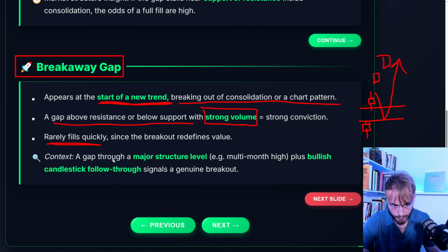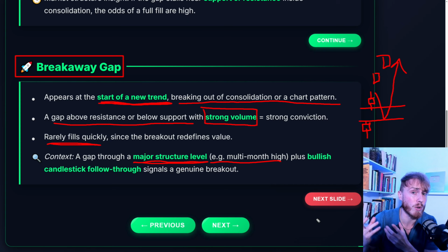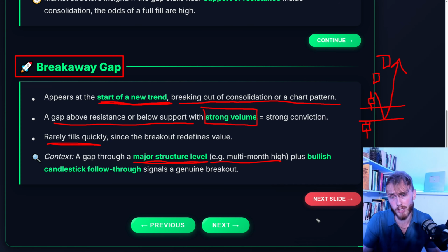So a gap through a major structure level, for example, if you are swing trading, maybe even a multi-month high, you can find this as a day trader as well. But remember that gaps usually happen overnight, so we usually look at, for example, daily candles when we look at these gaps. When we see a break of a key level and maybe we see some bullish candlestick follow-through, that often signals a genuine breakout.